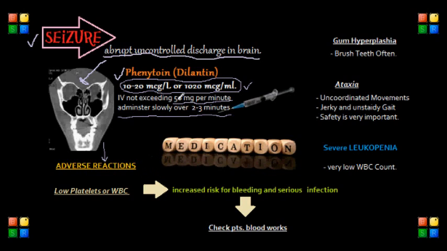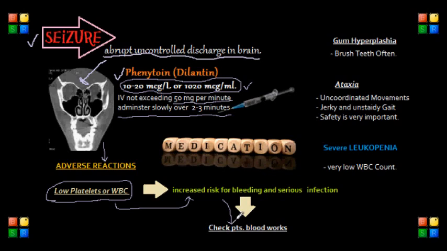Now, as the nurse, we need to understand that phenytoin can cause the platelet or WBC, our white blood cell, count to drop. So basically it lowers the blood count in our patient, which means that now our patient has an increased risk of bleeding or even a serious infection. Therefore, knowing this as the nurse, it's important for us to be mindful that when we are giving our patient this medication, we need to constantly check our patient's blood work.